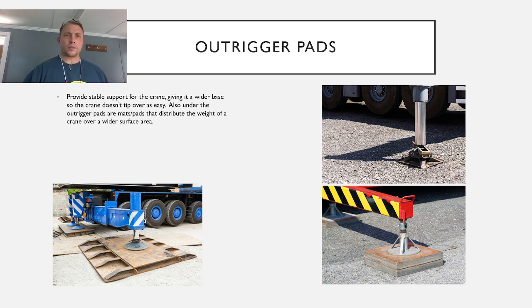Underneath the pads themselves, they also have outrigger pads. They call it cribbing and blocking, or mats. And these just allow you to have more surface area. If you just use the pad itself, depending on the ground stability, you could punch through the ground and cause the crane to tip over. So having a mat or a pad underneath your outrigger pad is really important to have.